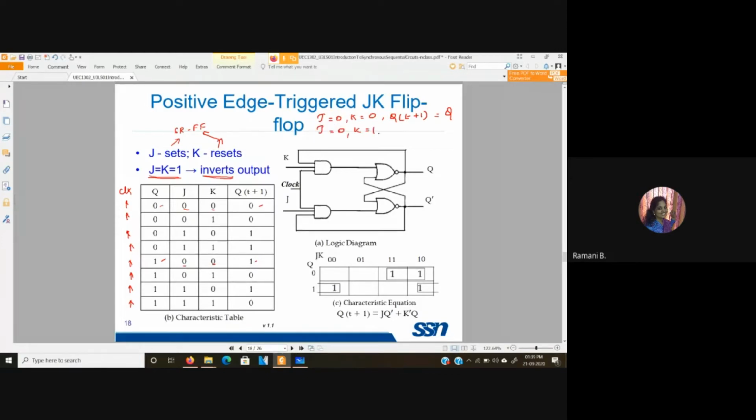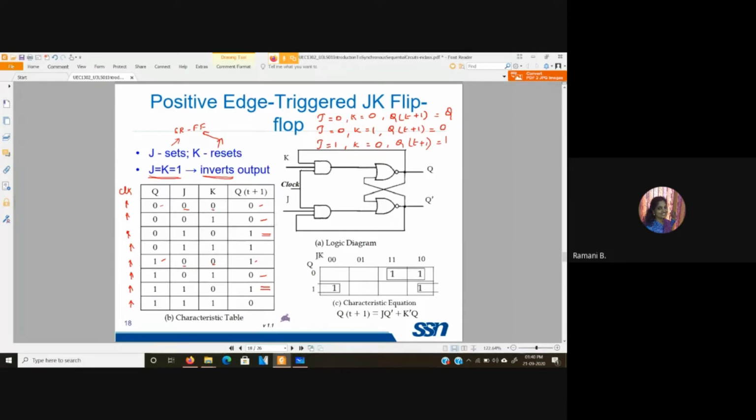Next is J equals 0 and K equals 1. In that case, the next state value will be 0 because this is the reset condition. So for J equals 0 and K equals 1, irrespective of the Q value, I will get the output to be 0. And next is J equals 1 and K equals 0. Q of T plus 1 is 1 because this is our set condition. So irrespective of the Q value, if J equals 1 and K equals 0, the next state value will be 1.